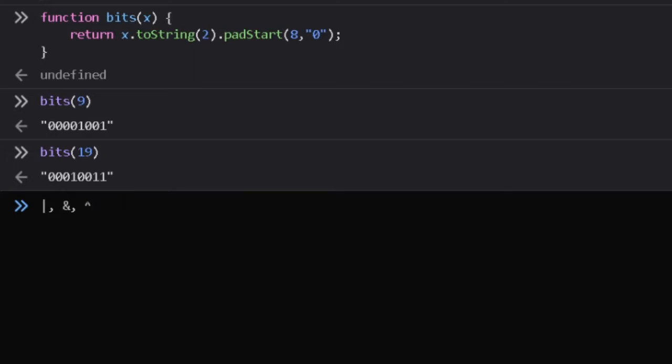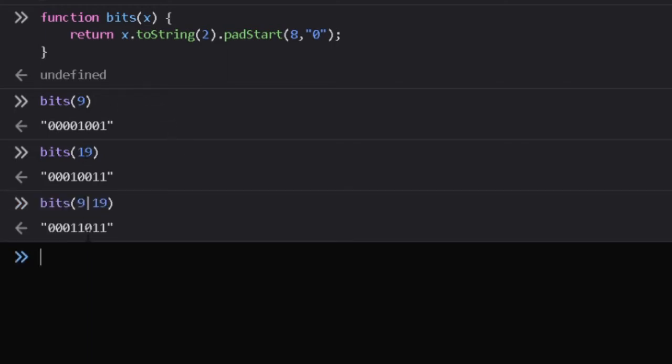So first of all, let's do 9 OR 19. If you look here at the bits now, it has set the bits to 1 where there is any one bit in these two numbers. But anywhere there's both zeros, it's still 0. OR essentially passes through 1 anywhere between the two numbers.